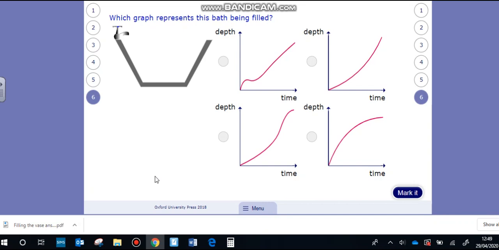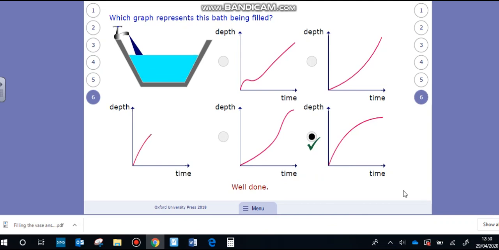Okay, so we've got lots of curved graphs here. This one suggests it's filling quickly, then it sort of stops and maybe goes down a little bit, so maybe emptying, and then carries on filling at a steady rate. Or we've got something that fills slowly to begin with and then speeds up. Or this one fills slowly to begin with, speeds up, and then fills slowly again. Or we've got something that fills quite quickly, so we've got quite a steep gradient here, and then slows down. So hopefully, with all those descriptions, you'll have gone for this one here.